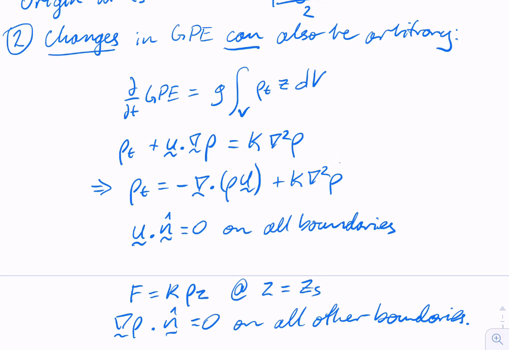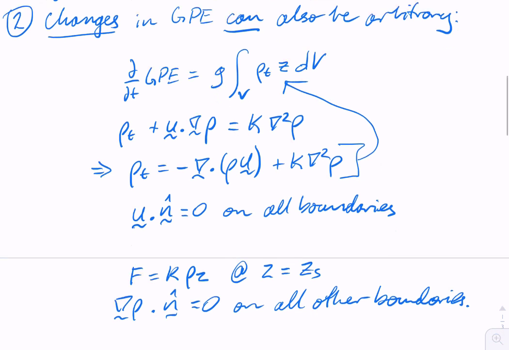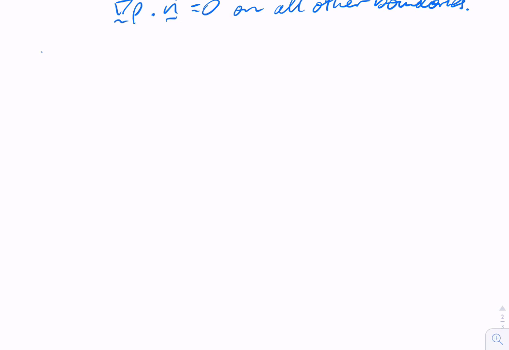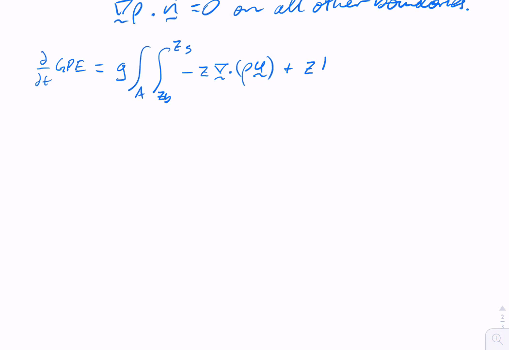So we're now in a position where we can substitute for dρ/dt in the GPE evolution equation, giving d/dt of GPE equals g times the integral over area of the integral from zb to zs of negative z times the divergence of ρu plus z times κ grad squared ρ. Obviously, the lateral advective and diffusive terms integrate to 0 on the side walls due to Gauss's law and the no-flux boundary conditions, leaving just the vertical term.